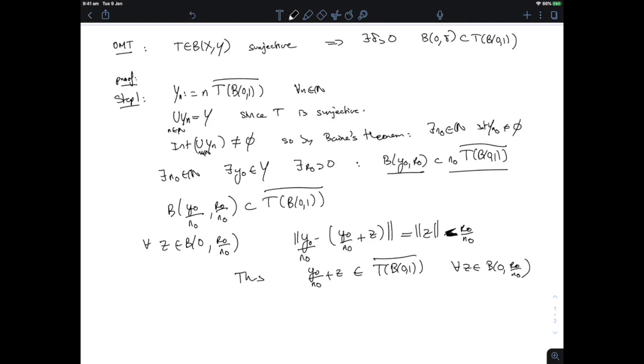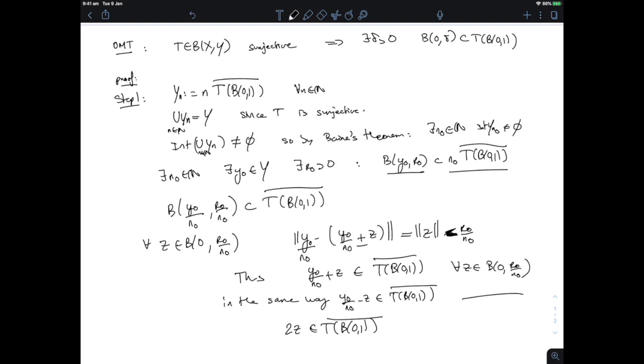All right, but I can do the exact same reasoning. I've put a plus here, I could have put a minus. So y_0 over n_0 minus z is in the closure of T(B(0,1)) for all such z, and now you can subtract these two things and you get that certainly 2z is in the closure of T(B(0,1)).